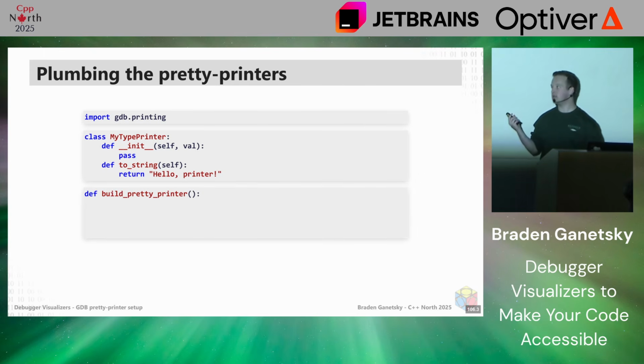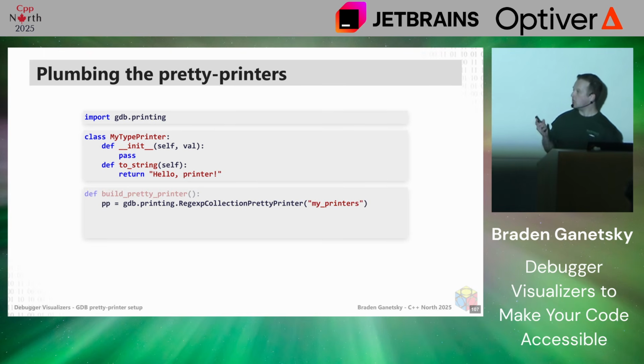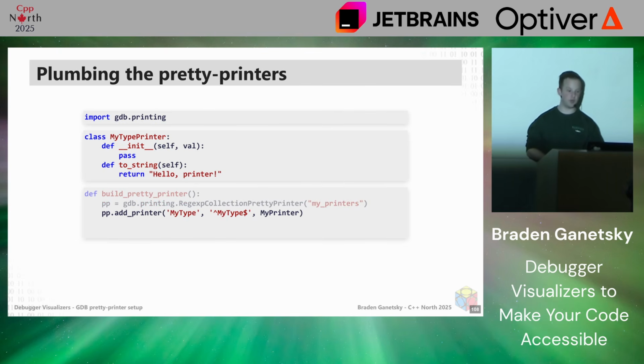I have the pretty printer that I just wrote, and then I create this function, build pretty printer. I think this is typically the way people do it. This is the common thing. You create a regexp collection pretty printer. I'm going to name it my printers. And then to this pp, I'm going to add a printer. So I'll add a printer called myType, and it will match against a regular expression that matches the beginning of the string, and then myType, and then the end of the string, just making sure that that is exactly the type that I match. And I'll give it myPrinter.